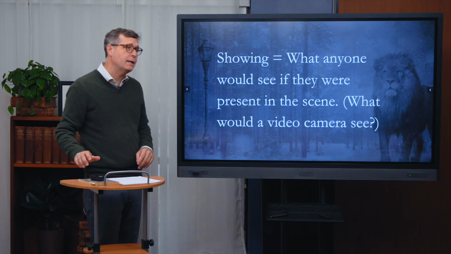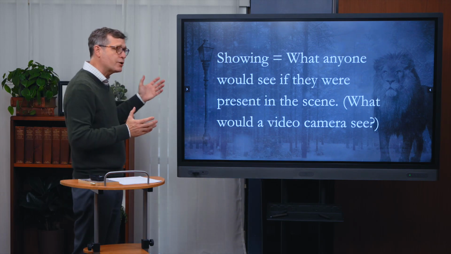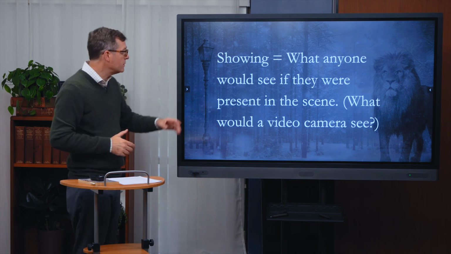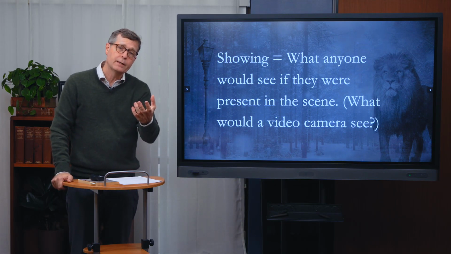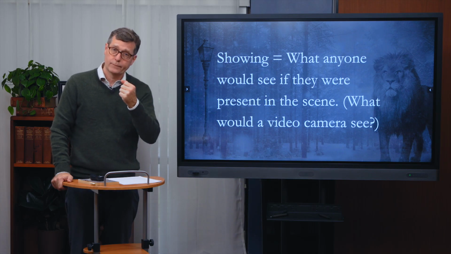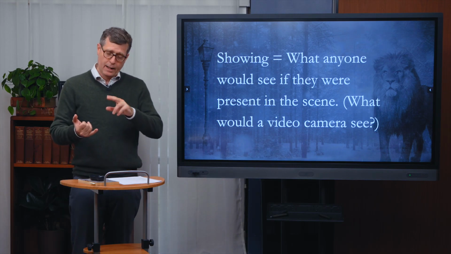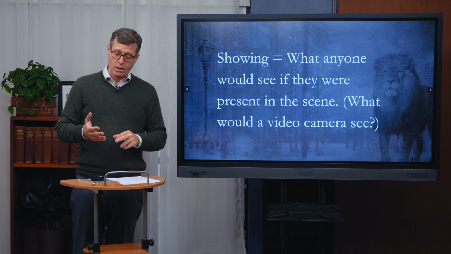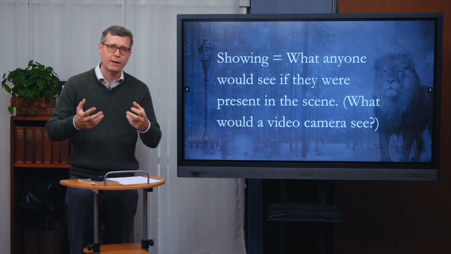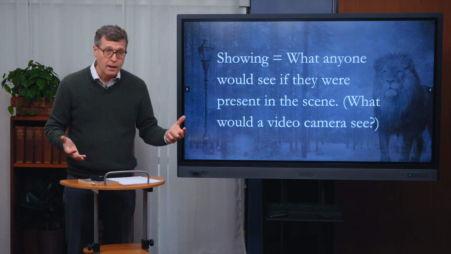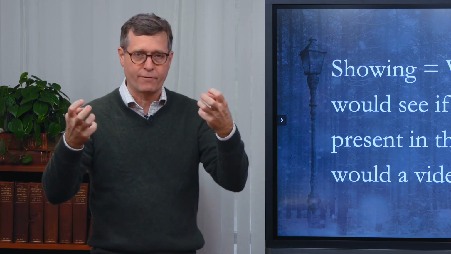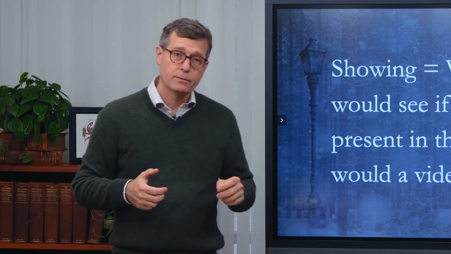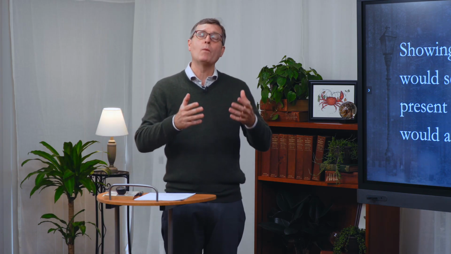What is showing? When we say show, don't tell, what we really mean is showing just means you are giving to the reader what anybody would see if they were present in the scene. And if there was a video camera set up in the room, whatever that video camera would see, that's showing, okay? So a video camera can see what people's movements and gestures are. It can see what their actions are, how they interact with one another. It can hear their dialogue. Also, I know a video camera can't tell you what things smell like, but any sensory information that's coming in counts as showing. Again, what would anybody see if they were there? What would anybody experience if they were there in the scene?